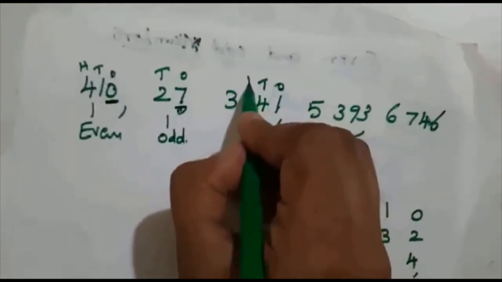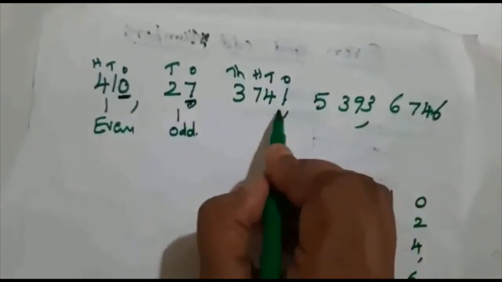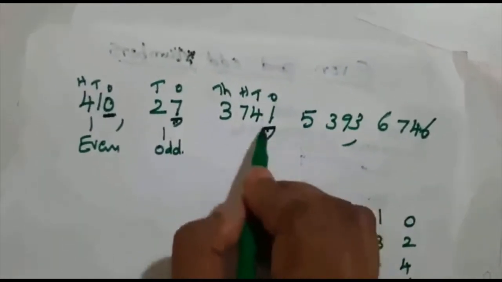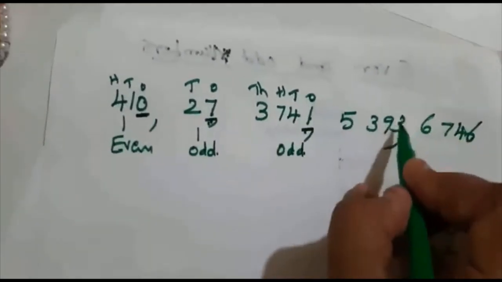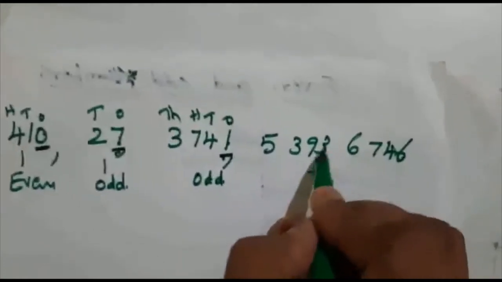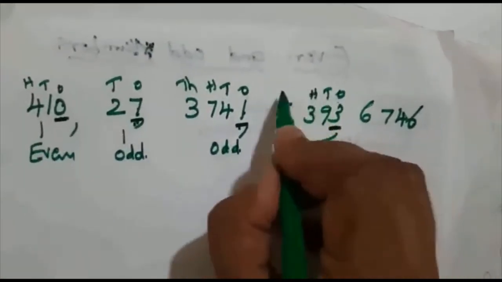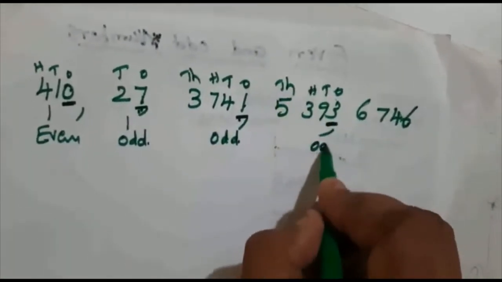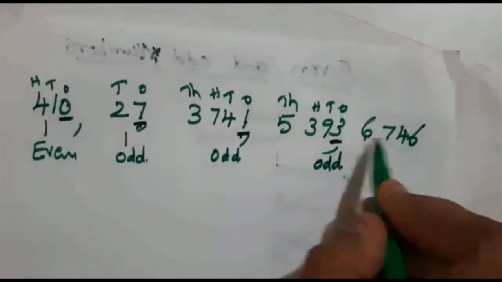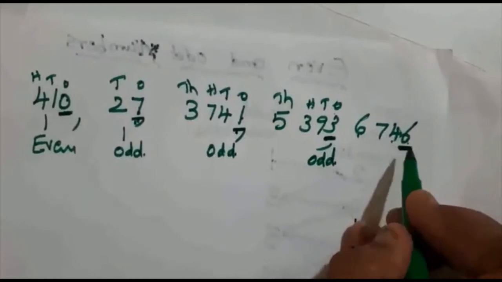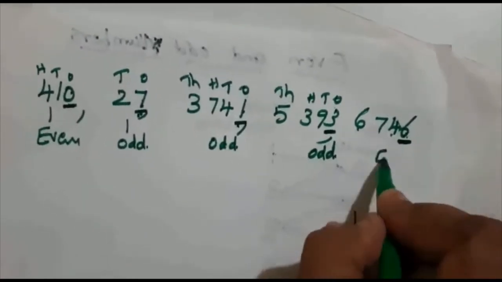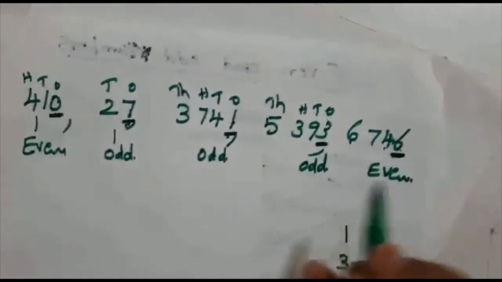If you observe this 4-digit number, the digit in the units place is 1. So, this is an odd number. Similarly, here we can see the digit in the 1's place is 3. So, is it even or odd? Odd number. Here, 6746. What is the units place digit here? 6. So this is an even number.